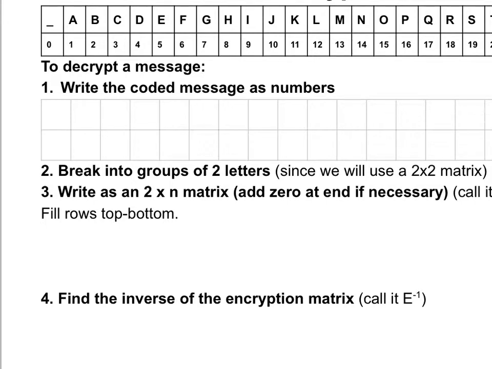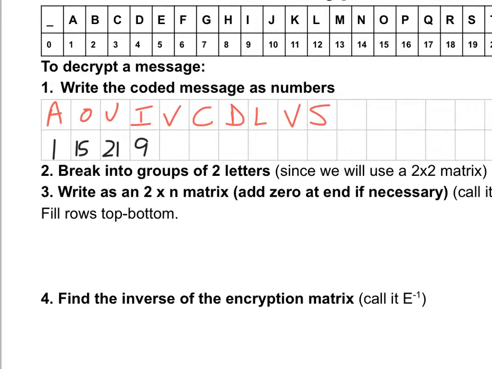So say I'm the person getting that message, A, O, U, I, V, C, D, L, V, S. Then the first step would be to change those to numbers so I can do math on them. We already know what those are because that's what we started with before, but if you didn't know what the message was, we would need to do this.